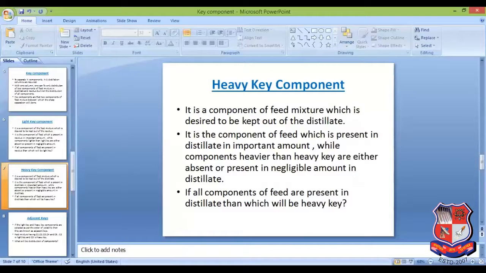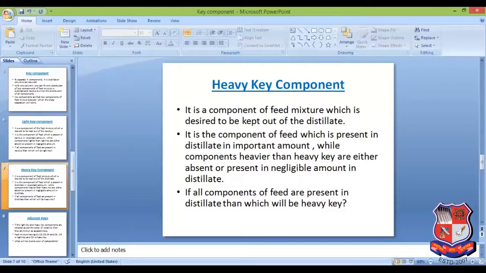So which components will be heavier than heavy key? The components having a higher boiling point than the heavy key, right? So they will be either absent or present in a negligible amount in the distillate, sorry.